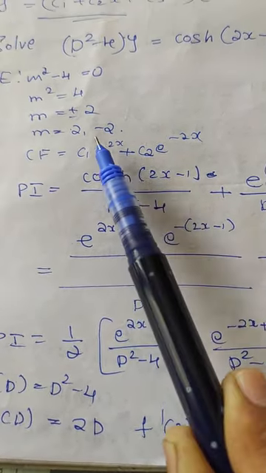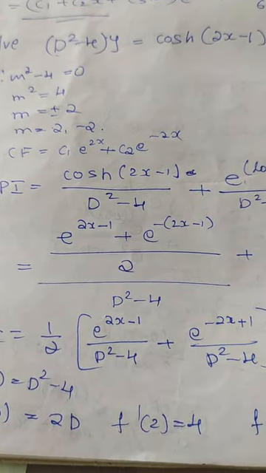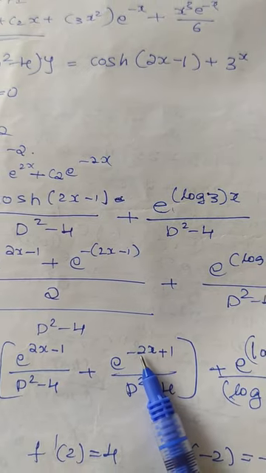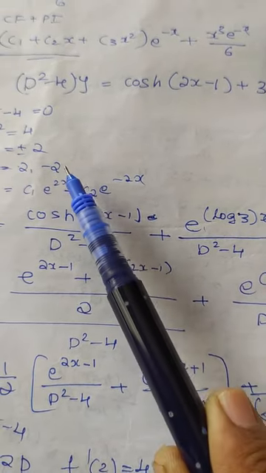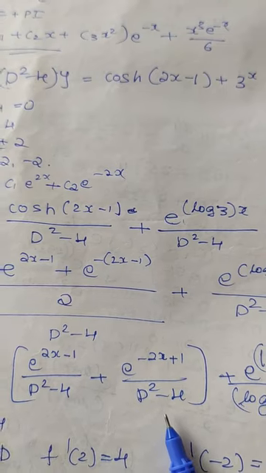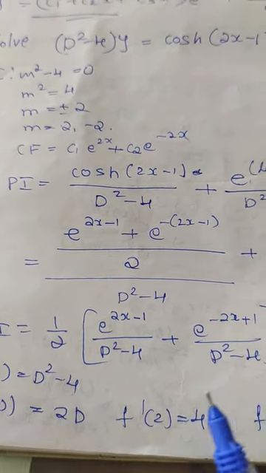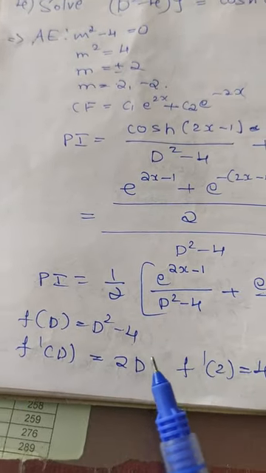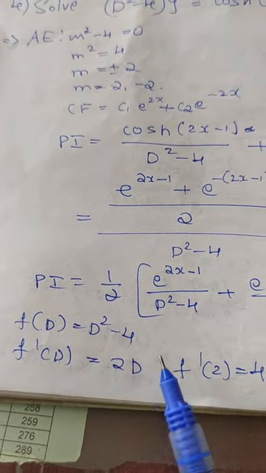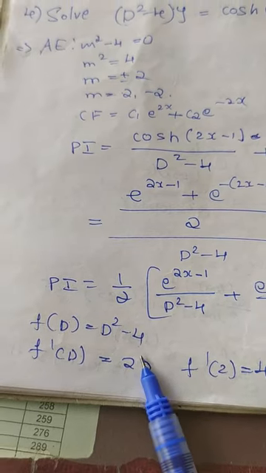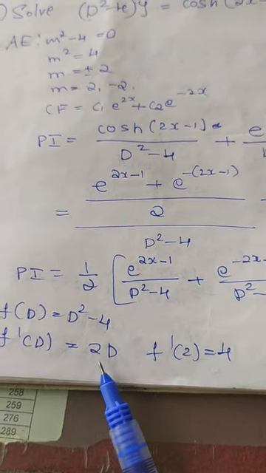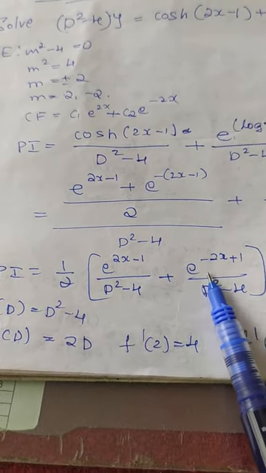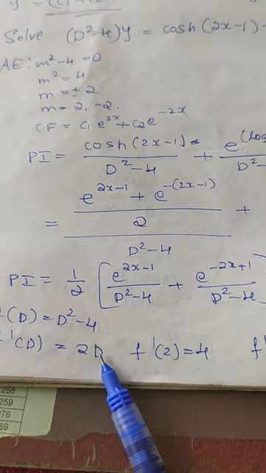But 2 is a root. How many times? 1 time. That means f of 2 becomes 0. And here minus 2 is also root. Minus 2 repeats how many times? 1 time. Therefore, f of minus 2 is also 0. Okay. Differentiate f of d 1 time. F of d is d square minus 4. F dash of d is 2d. Now, in this term, replace d by 2 and d by minus 2 here. F dash of 2, 2 into 2, 4. Okay, for the first term, f dash of minus 2 is minus 4.